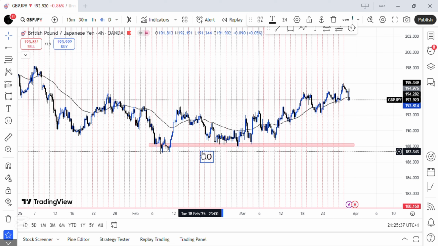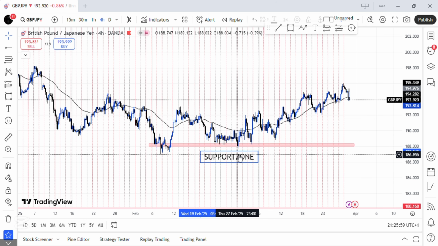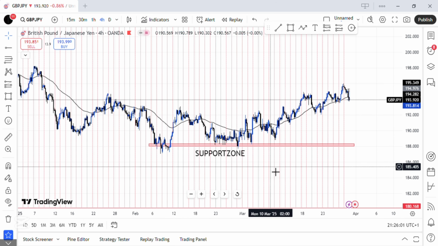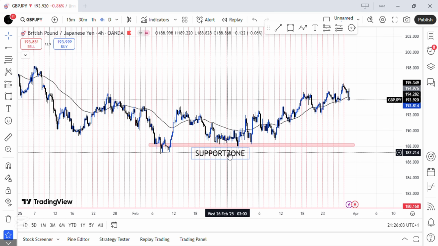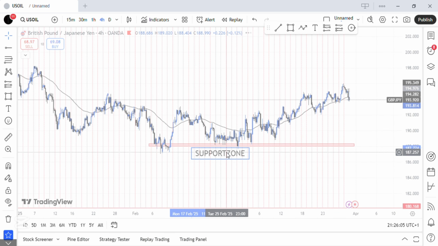So just mark out these terminologies. Area of interest. There's also point of interest. It's the same thing as these zones. There's area of interest, point of interest, and there's also support zone. I like using support zone or area of interest. Anyone is all the same thing, so just write it down so you're not going to forget. So I'm seeing a support zone here.